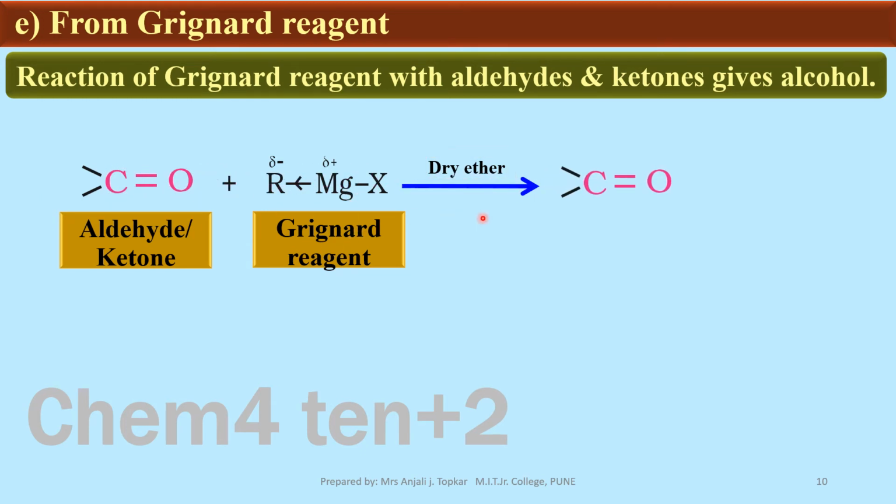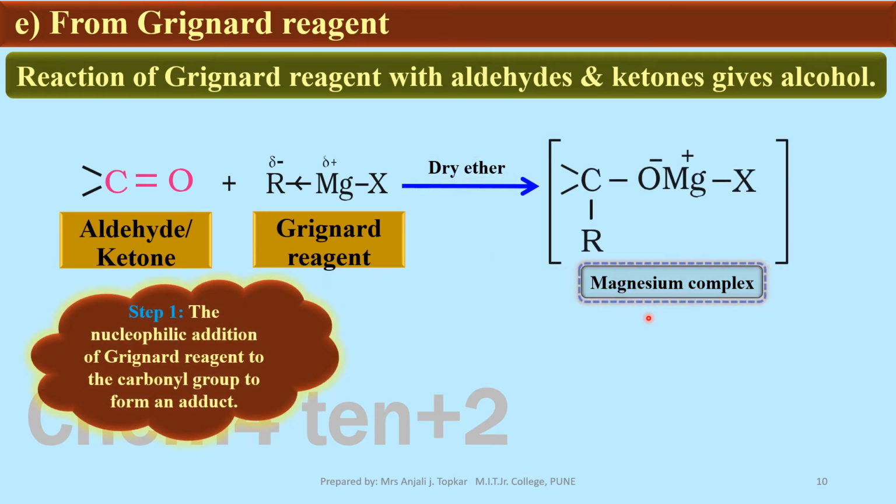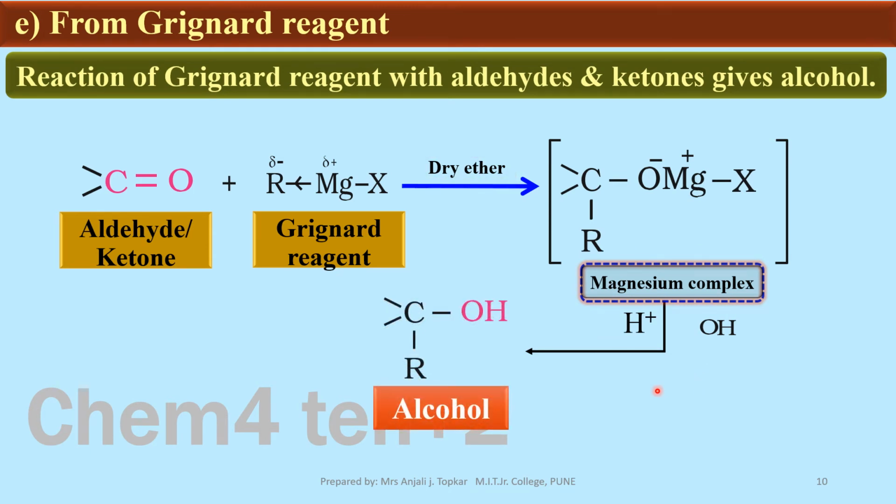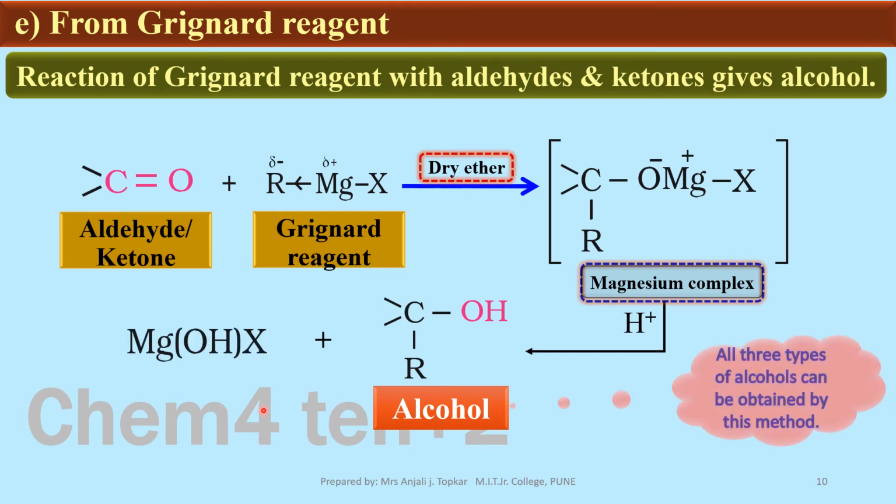The double bond of carbonyl compound gets broken down to form the adduct, that is magnesium complex. In this way, the nucleophilic addition of Grignard reagent to the carbonyl group gives first magnesium complex, or we can say an adduct. This adduct undergoes hydrolysis in acidic medium to form alcohols, and MgXOH is the byproduct. All the three types of alcohols can be obtained by this method.